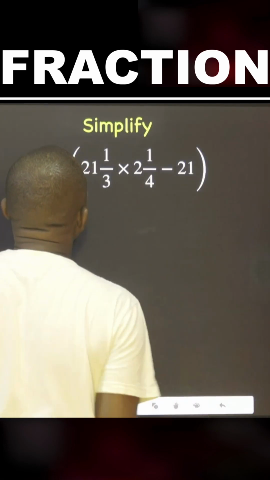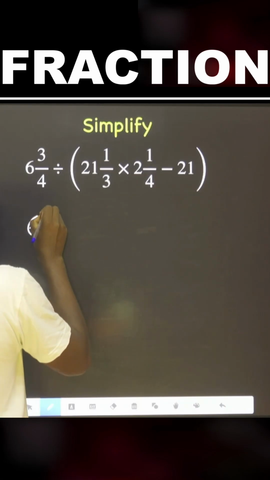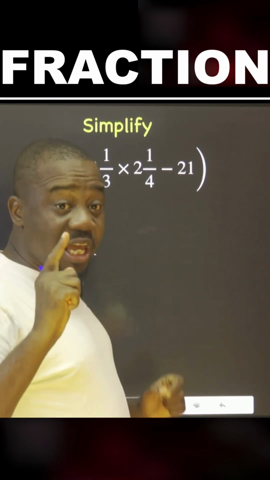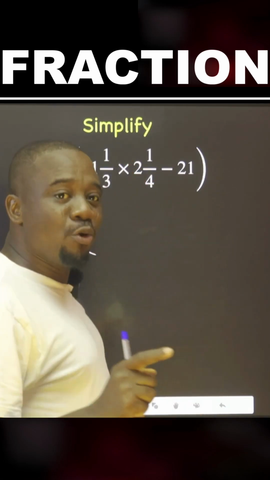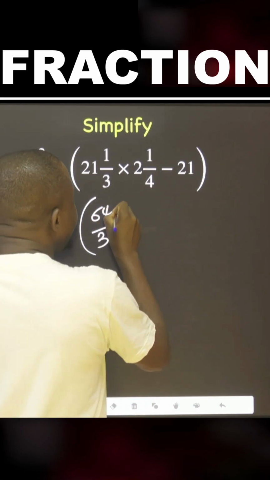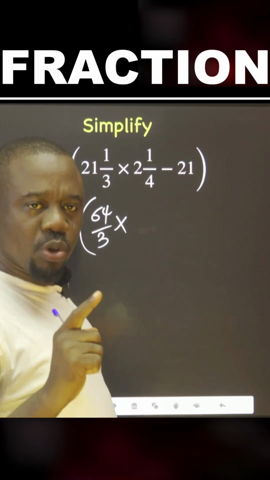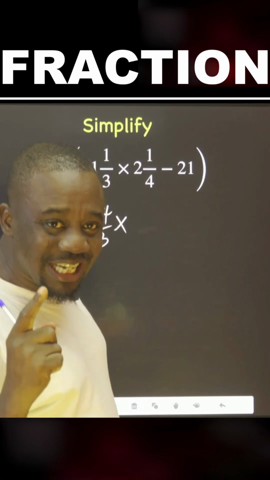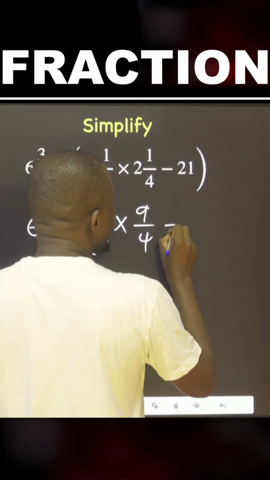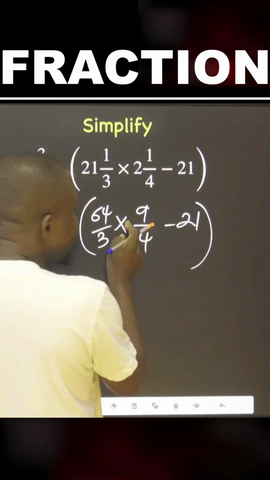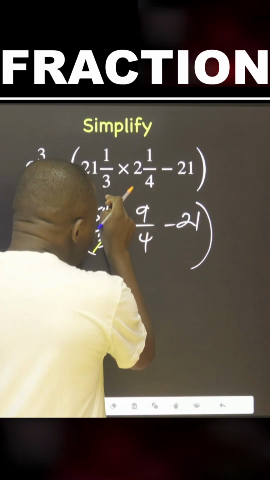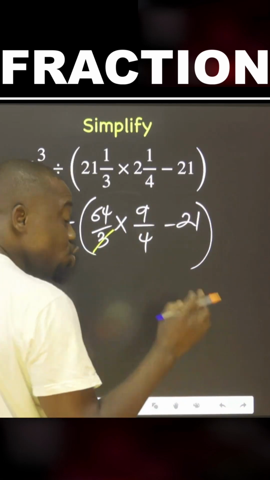Therefore, we come like this to say, I just put this one down, divide by 21 multiplied by 3 will give us 63. Plus 1 will give us 64. That is 64 over 3 multiplied by 4 multiplied by 2 is 8. Plus 1 is what? 9. It means 9 over 4 minus 21. Because I have to deal with the multiplication, this group first, before I come to this side, using BODMAS.